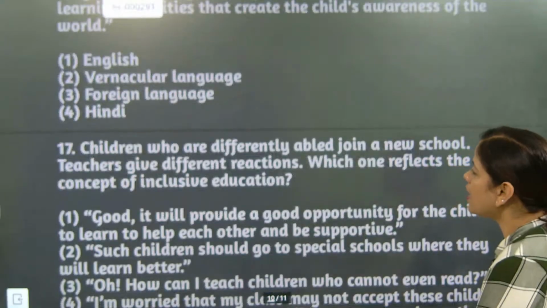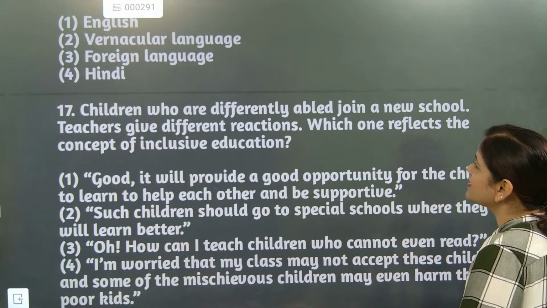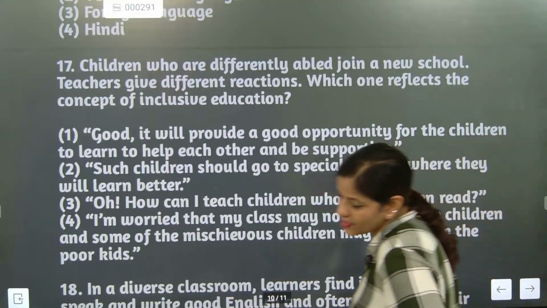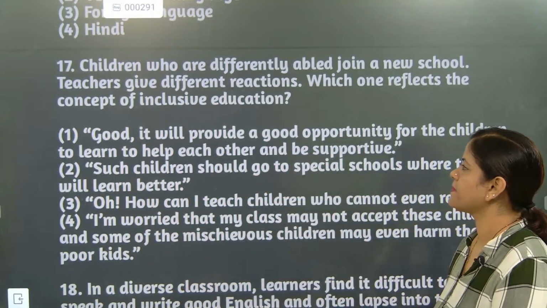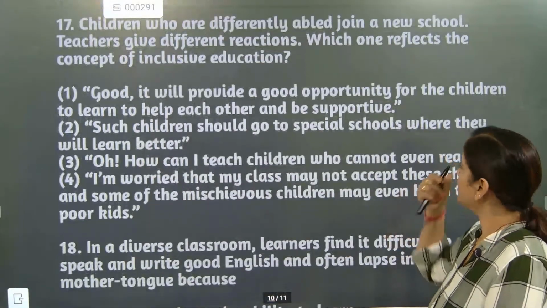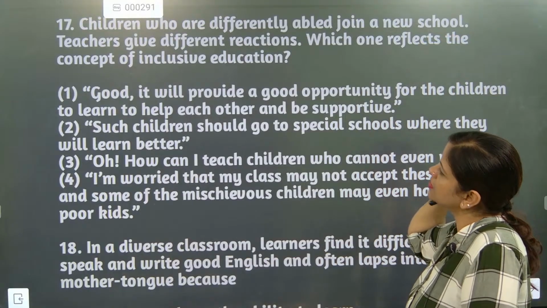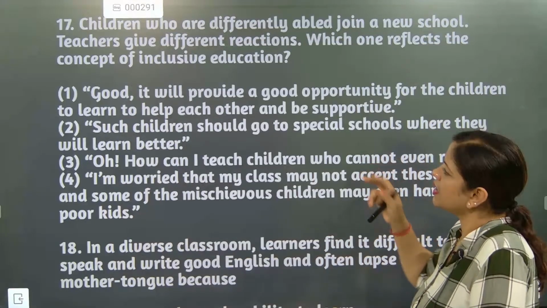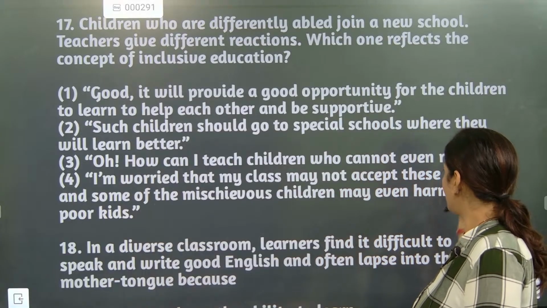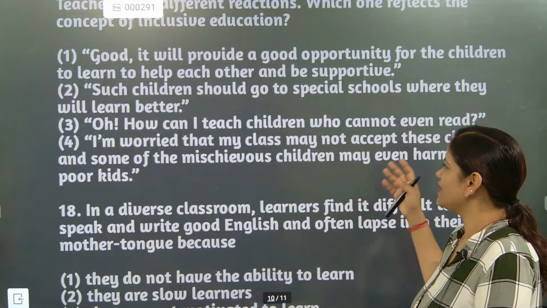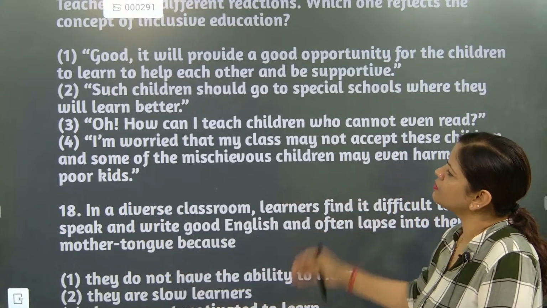Now, children who are differently able join a new school, and teachers give different reactions. Which one reflects the concept of inclusive education? That's a very good question and you must be answering this properly. Good, it will provide a good opportunity for the children to learn to help each other and be supportive. Such children should go to special school where they will learn better. Oh, how can I teach children who cannot even read? I am worried that my class may not accept these children, and some of the mischievous children may even harm the poor kid.